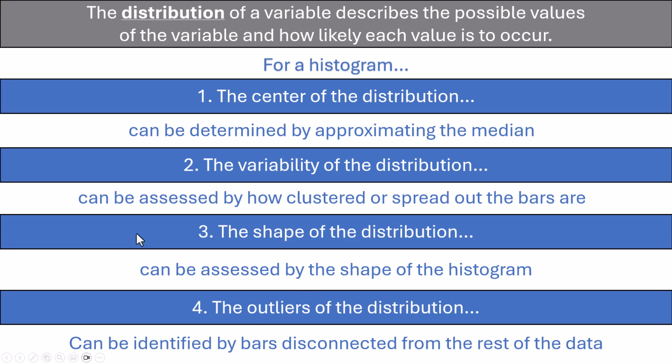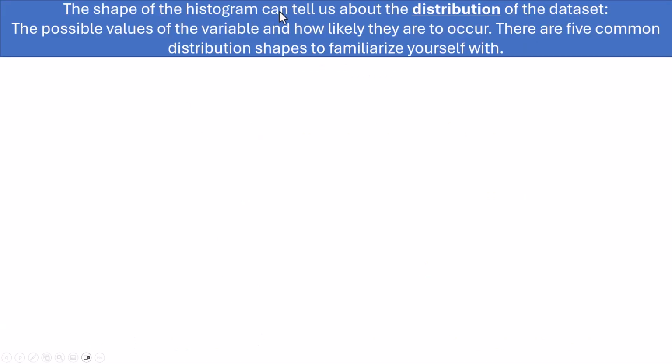First, let's focus a little bit more on the shape of the distribution and how we can tell that based on a histogram. The shape of the histogram can tell us about the distribution of the dataset, the possible values of the variable, and how likely they are to occur. There are 5 common distribution shapes that you should be familiar with.